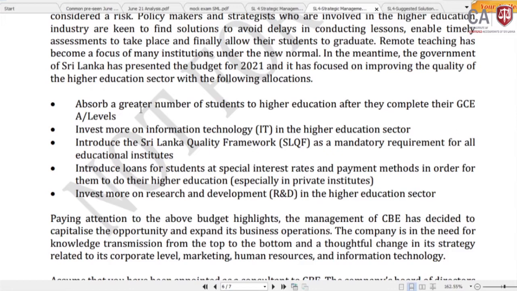Introduce loans for students at special interest rates and payment methods in order for them to do their higher education, especially in private institutions. They want to provide loan facility for students. Then invest more on research and development in the higher education sector.